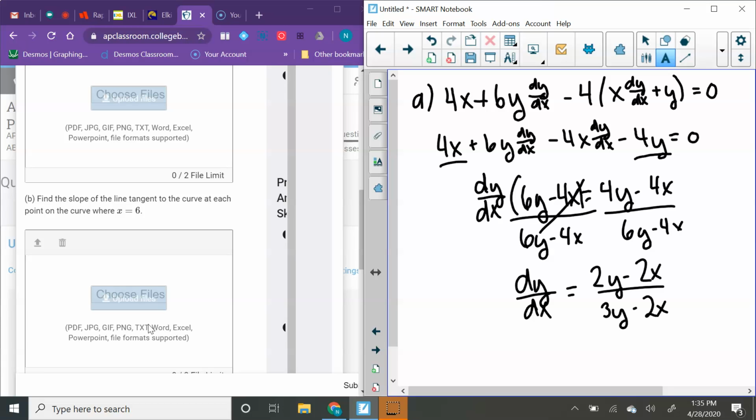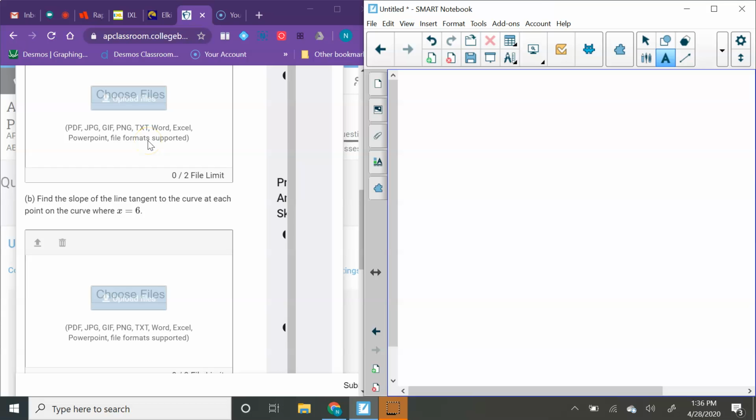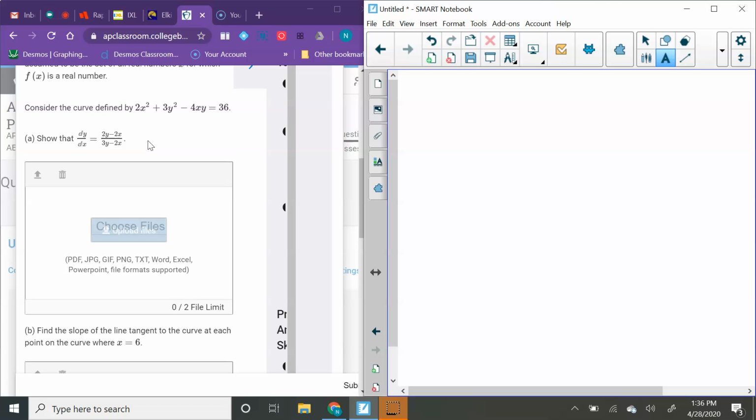B says find the slope of the line tangent to the curve at each point on the curve where x equals 6. And so for that derivative, our problem here, slope of the tangent line means we just plug that value into the derivative. Super easy. Except for, if we're plugging into this derivative, I've got to have an x and a y coordinate. So I cannot plug into this derivative unless I also know the y coordinates here. So what I'm going to have to do first is find the y coordinates. And to find those y coordinates, you're going to have to plug into the original equation.